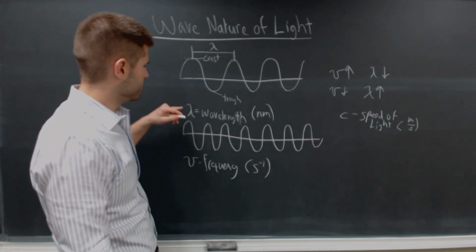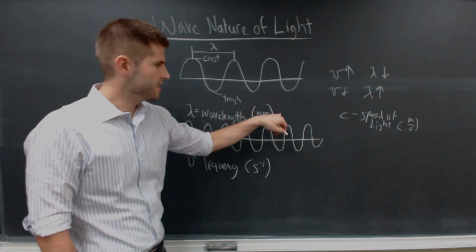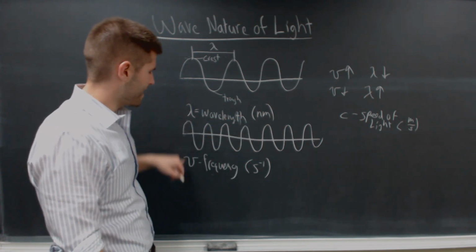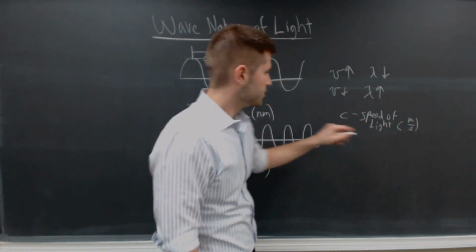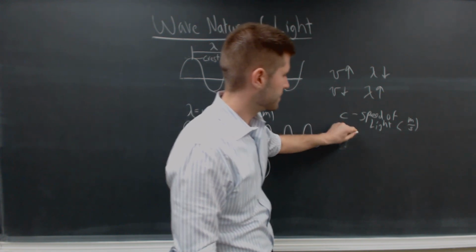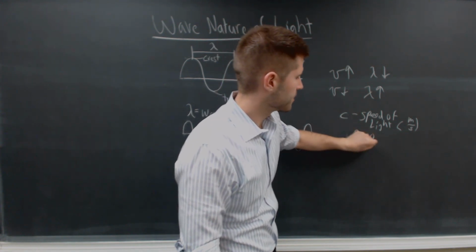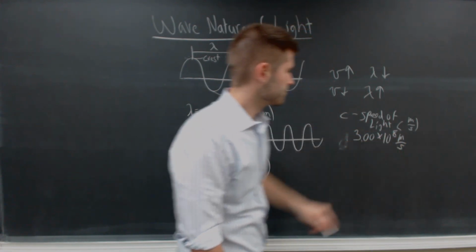If we were to simply multiply the wavelength, which is in nanometers, change the nanometers to meters, and then multiply that by the frequency, we would end up getting the correct units. So our equation is the speed of light, which we actually know is going to be, for this class, 3.00 times 10 to the 8th meters per second.